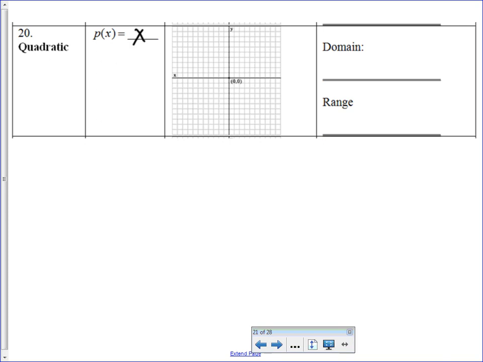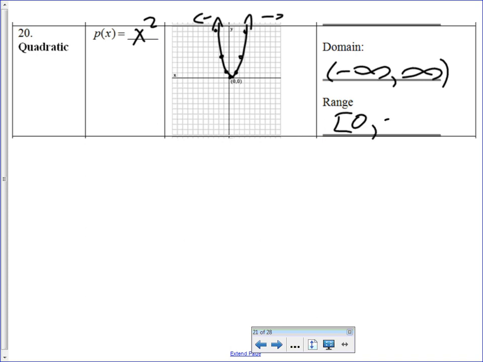Quadratic is a simple one. We've seen this here. We should be able to get the points. And remember, it's symmetric. And we get our well-known parabola shape. And once again, the arrows are going up, but they're leaning out slightly. So the domain is from negative infinity to infinity. And the range in this particular case starts at 0 and goes up forever.